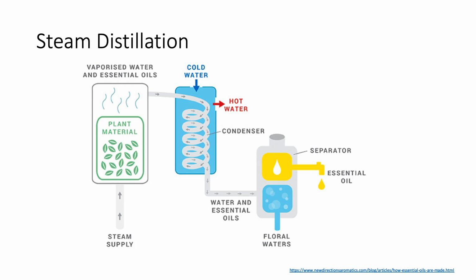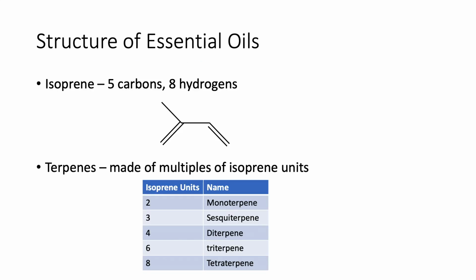You heat up water, put steam through the material, it helps volatilize the oils, and then the steam and the oils co-distill. You can condense it back down, and then you'll get a mixture of this water with all of the water-soluble parts of the plant, and then your essential oils, and you can separate them out. And the reason that you can separate them out is due to their structure.